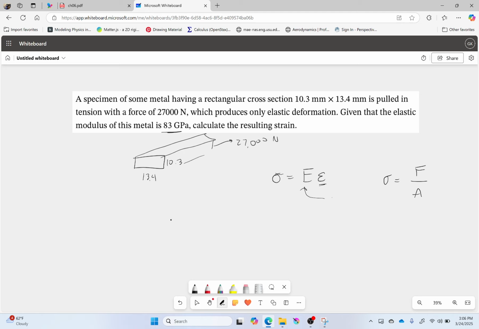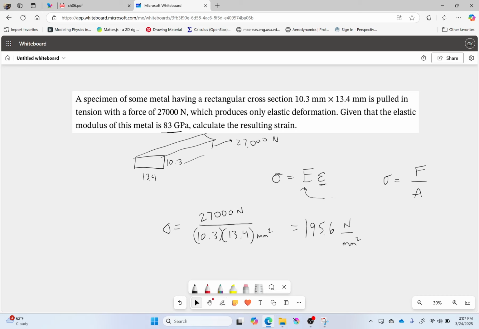So let's go ahead and calculate the stress first. Stress is equal to 27,000 newtons, that is the force, over the area, which is 10.3 times 13.4, and that's going to be millimeters squared. If you're wondering why I am not switching to meters squared or doing any conversions right now, that's because I have a very helpful conversion, which I'm going to show you in just a second. But first, let's figure out what this number is. Plugging this in my calculator, I get 195.6 newtons per millimeter squared.